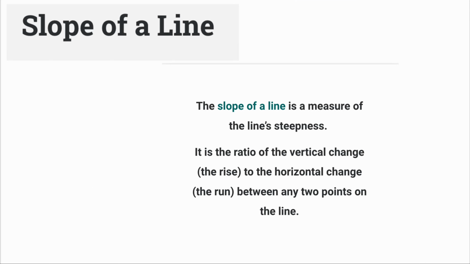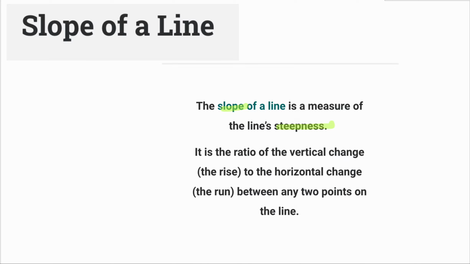And slope of a line. Oh, I see some people pulling out graphic organizers. Perfect. So the slope of a line is a measure of the line's steepness. It is the ratio of the vertical change, the rise, to the horizontal change, the run, between any 2 points on the line. Mark that text up and go. Okay, perfect. Someone said that slope equals steepness. Perfect. How steep it is.